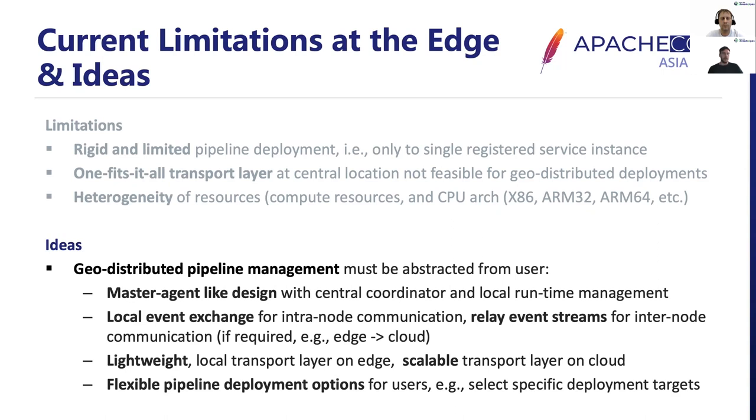And for the messaging, we envision that locally deployed pipeline elements use local event exchange. So they use intranode communication, whereas we want to relay certain event streams for internode communication if required. So for example, if there's one subset of pipeline elements deployed on the edge and the other one deployed in the cloud, we relay these output event streams to the corresponding cloud node. And therefore, we want to provide lightweight messaging on the edge and use a scalable transport layer in the cloud. And still, one of the most valuable features is that we want to give users the option to flexibly deploy individual pipeline elements using basically selection or other strategies.